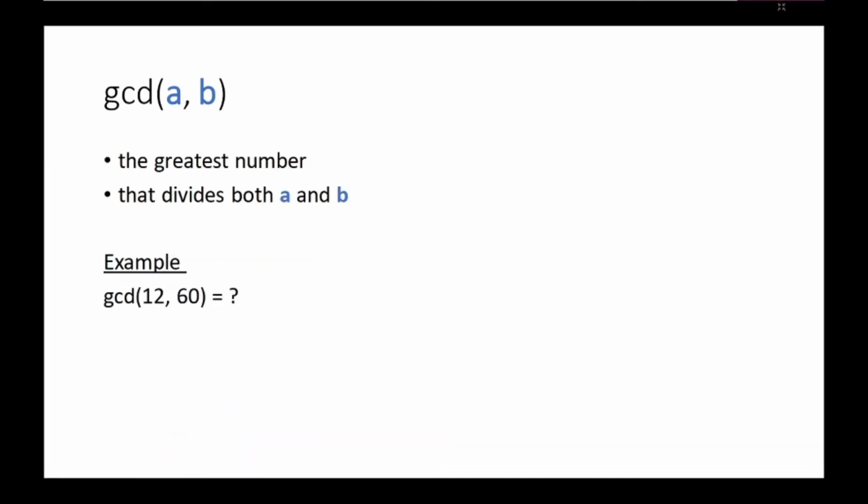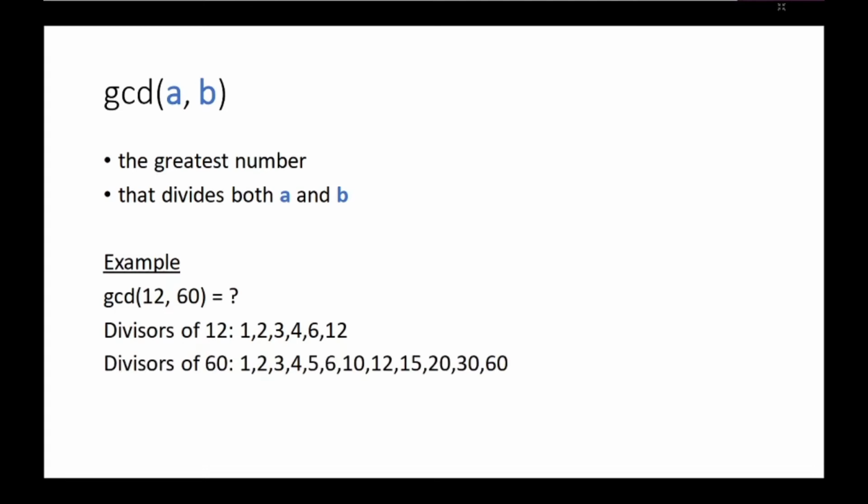So let's do an example. We want to calculate the GCD of 12 and 60. So we start by listing all numbers that divide 12. Then we're going to list all numbers that divide 60. Now we're looking for numbers that are common divisors, so numbers that divide both 12 and 60. So those are numbers that appear in both lists.